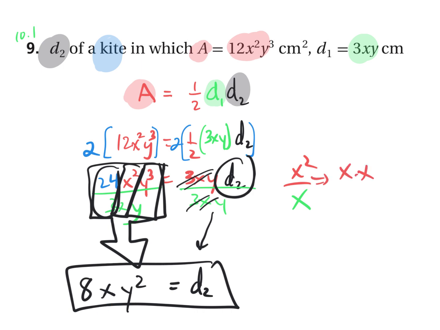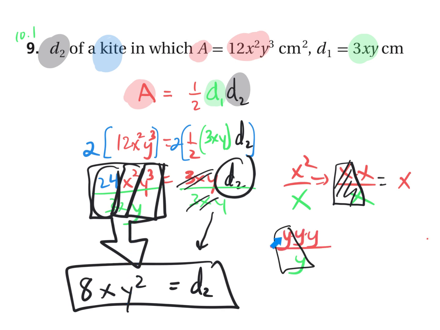x times x, and x divided by x is 1, so 1x is just x. And for the same reason, y cubed over y is y squared. y cubed divided by y, these y's have a ratio of 1, so 1 times y squared is just y squared.